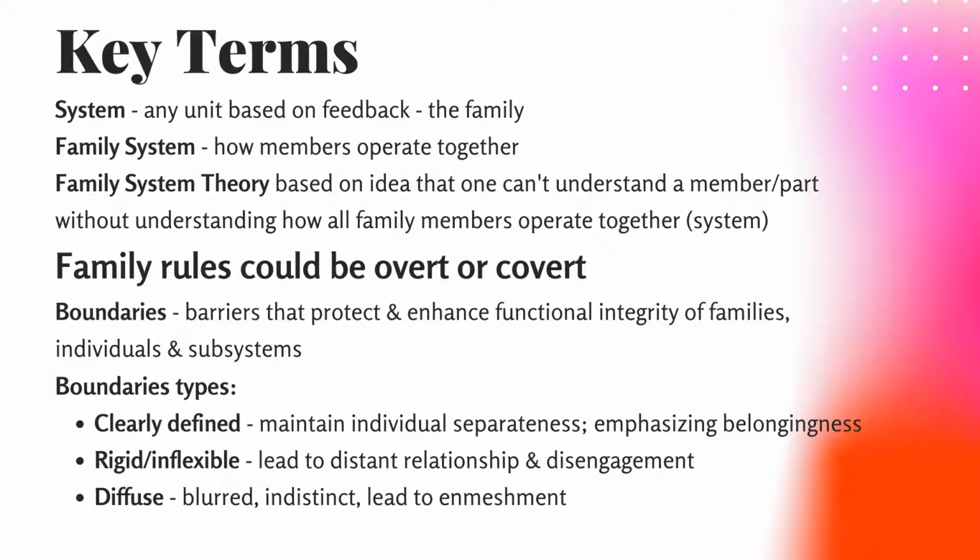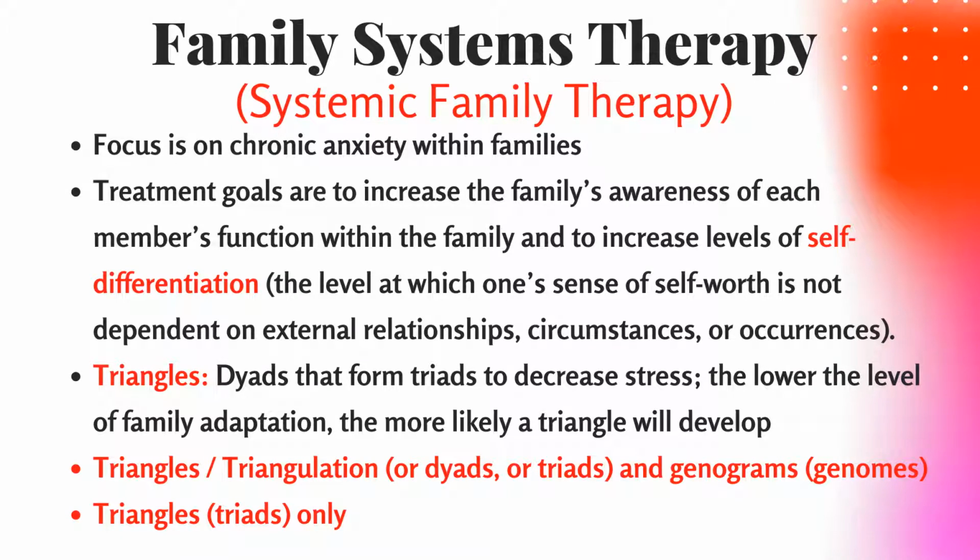And there are boundary types. Now, boundary types, you can have clearly defined, right? That's maintaining individual separateness, emphasizing belongingness. You can have rigid or inflexible boundary, which is going to be leading to distant relationship or disengagement. And you can also see relationships be diffuse, where it's blurred, indistinct. They lead to enmeshment. So let's start off with family systems therapy, also known as systemic family therapy.